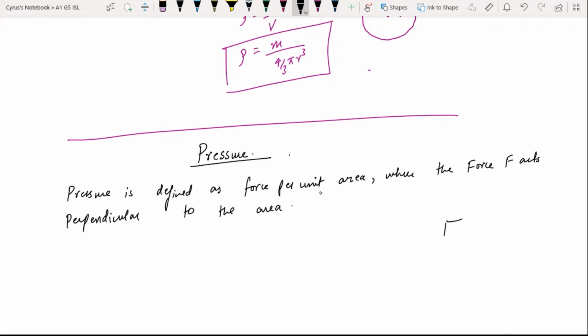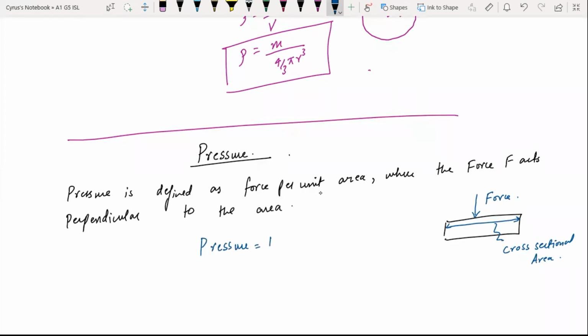So we have here an object, and this area is A, which is the cross-sectional area here. This is the cross-sectional area that we have. And we have the force which is acting like this. Now you should know that by all means that the pressure is force over area. Here force is in newtons and area is in meters square, right?